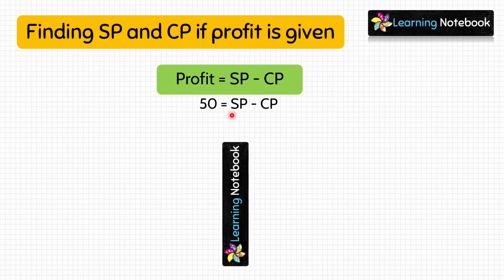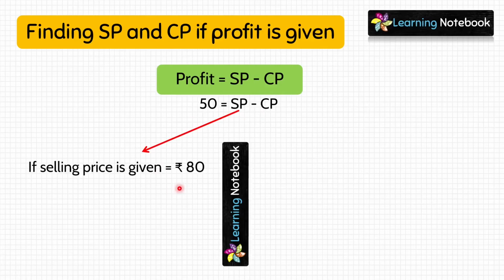Now students, in the question, you will be given either selling price or cost price. So let's see the first scenario. If selling price is given as rupees 80. So it means we are given with profit and selling price in the question, and we have to find the cost price. So let's put the values in the given formula. We get 50 equals to 80 minus CP.